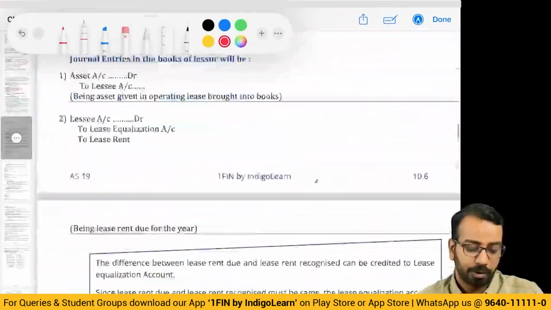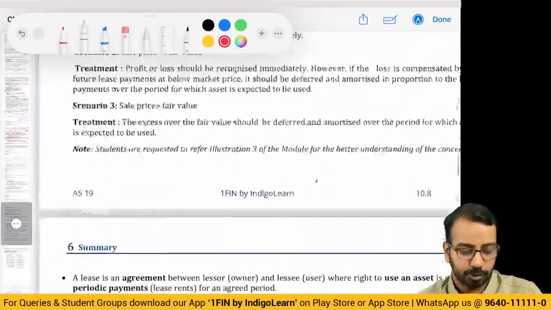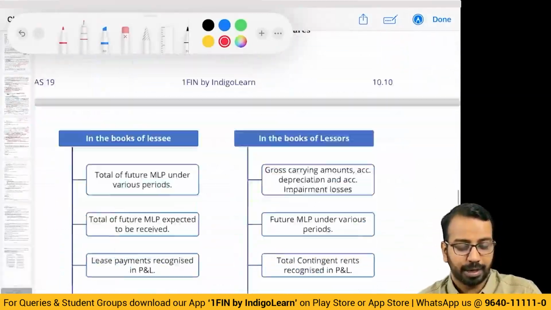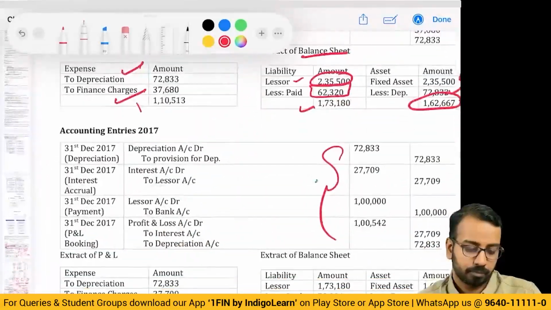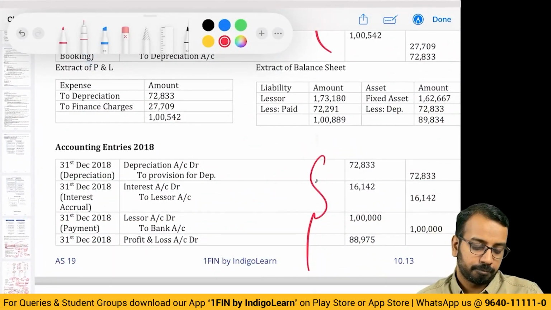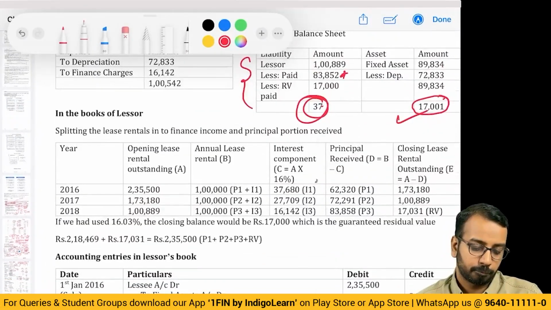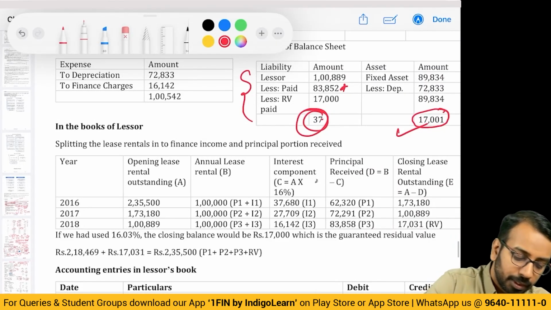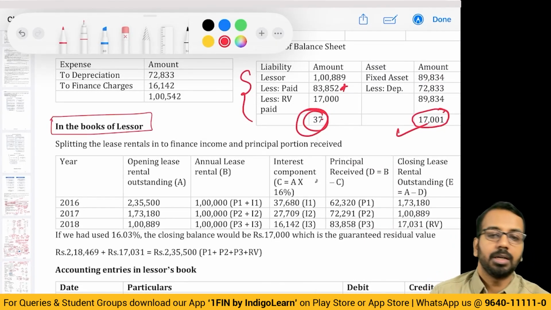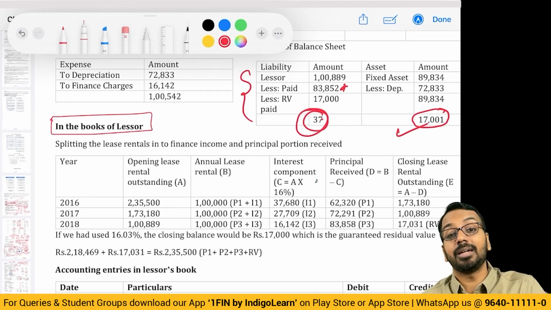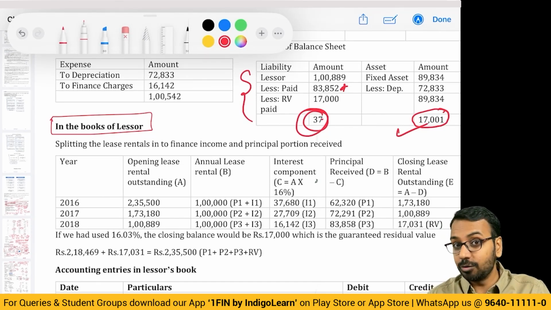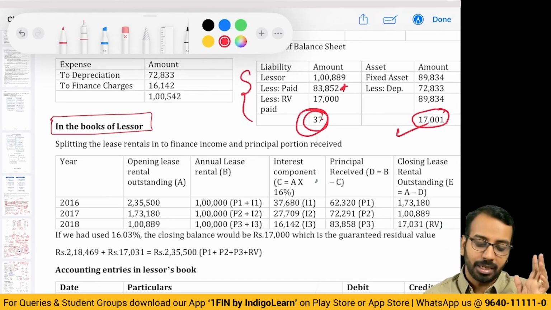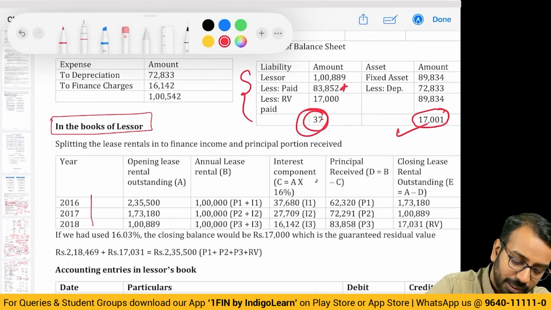Now, we'll look at the same question and see how we account for it in the books of the lessor. In the books of the lessor, here we don't have unguaranteed residual value. If there was an unguaranteed residual value, the present value would have been different. But here the present value remains the same.